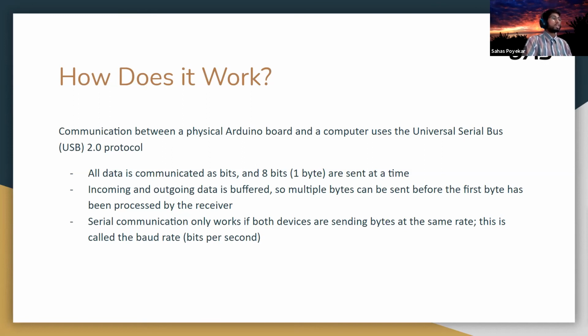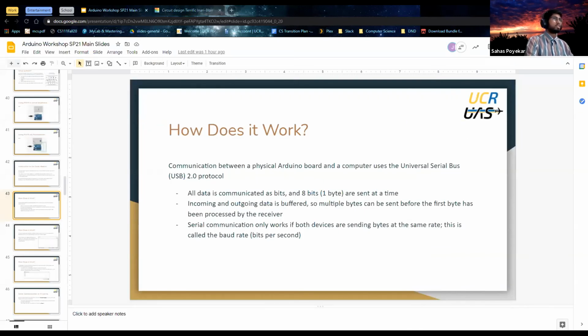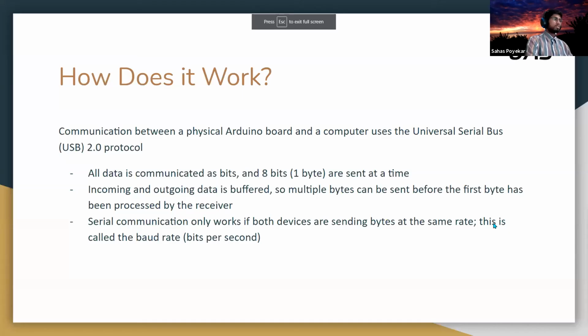Serial communication only works if both devices are sending bytes at the same rate. This is known as the baud rate. From our previous example, we set the baud rate to 9600. There are other baud rates that also communicate with different kinds of hardware. When you're using Tinkercad, however, it'll already be preset to whichever one you are interfacing with. So that's just some things to keep in mind when you're trying to use the serial port to monitor what kind of input you're getting from any particular hardware.